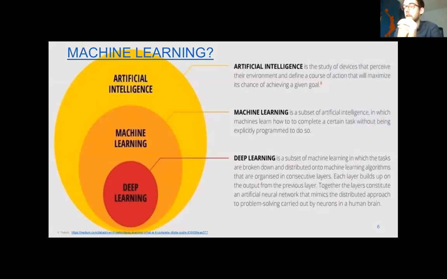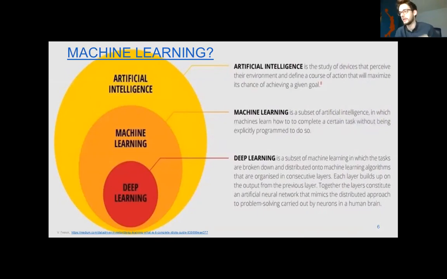So this is another infographic about where you can situate machine learning. We have the term artificial intelligence. This is the outermost sphere. As it's written here, the study of devices that perceive the environment and define a course of action that will maximize the chance of achieving a given goal. This is still quite broad, and different things apart from machine learning fall into this category. Basically, anything that mimics the behavior that we as humans show can be cataloged as artificial intelligence. But a big part of this artificial intelligence is machine learning, right? The subject of this talk.